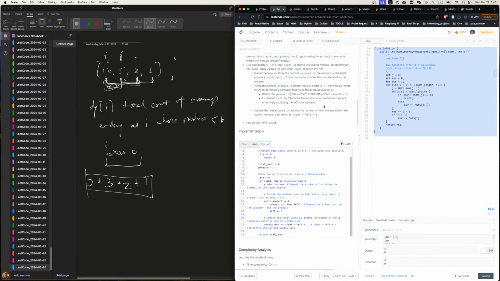But the sliding window is supposed to be this. You keep it first, right? You need to keep expanding first. I did it completely differently. You'll expand it first until you cannot.